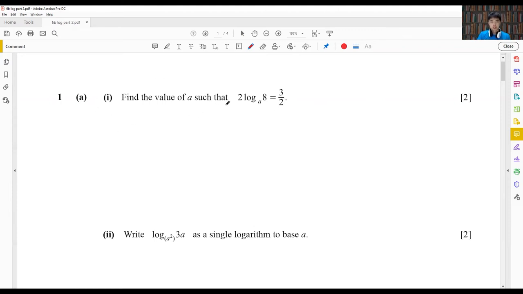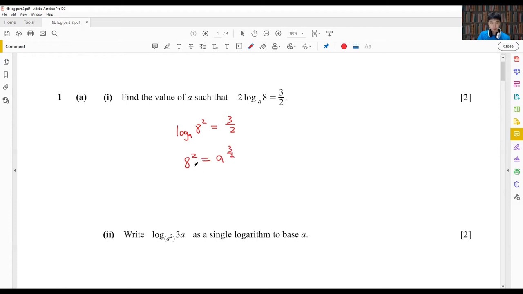Now, looking at your first example here, 2 log base a of 8 is equal to 3 over 2. Find the value of a. To find the value of a, first we must bring this 2 in front of the 8 to make it the power. Log base a of 8 squared is equal to 3 over 2. And then from here, log base a, push it to the right hand side, you would have a to the power of 3 over 2 is equal to 8.